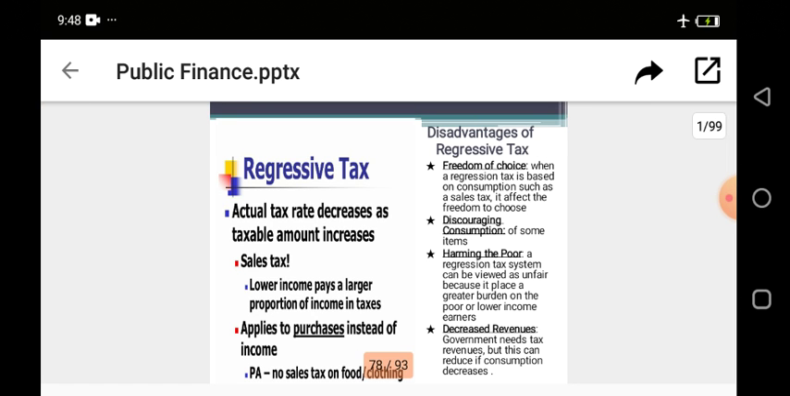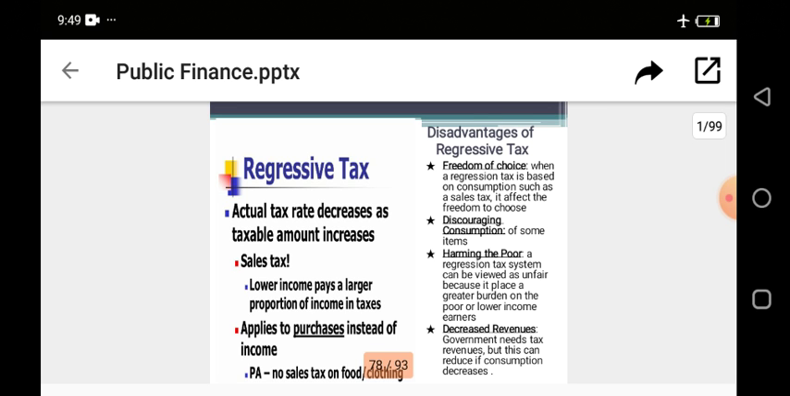Of course, part of the advantages is that government gets more revenue from this. And of course, it helps government to meet up with their various expenses. But in here, I want to comment on the disadvantages.